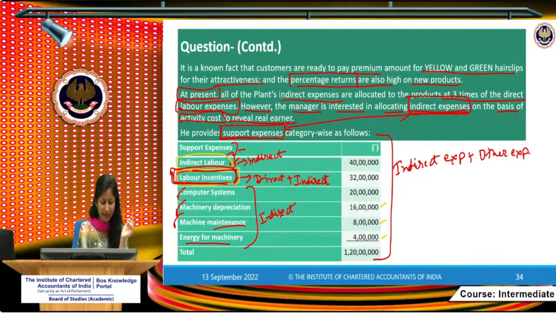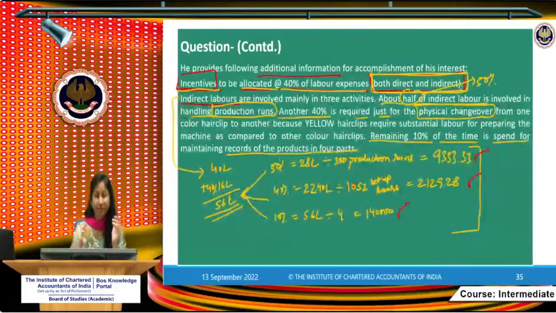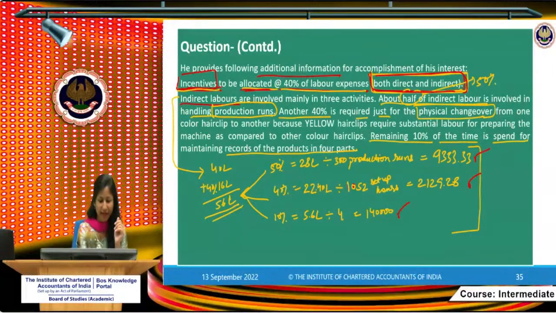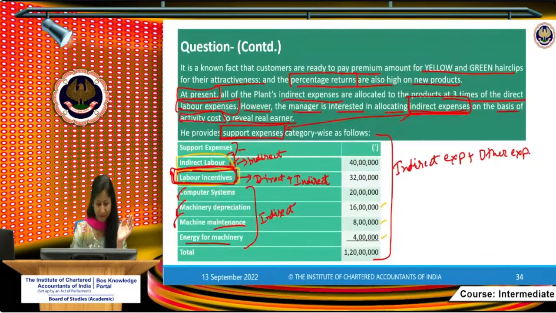The focus point was on labor incentive, where any information regarding direct and indirect labor is not mentioned. So this incentive may be on direct labor or indirect labor. So we will check in the next para if there is any information. Direct and indirect labor incentive is to be allocated at the rate of 40% for both direct and indirect labor. So now we have the information that those incentives were for direct and indirect both.